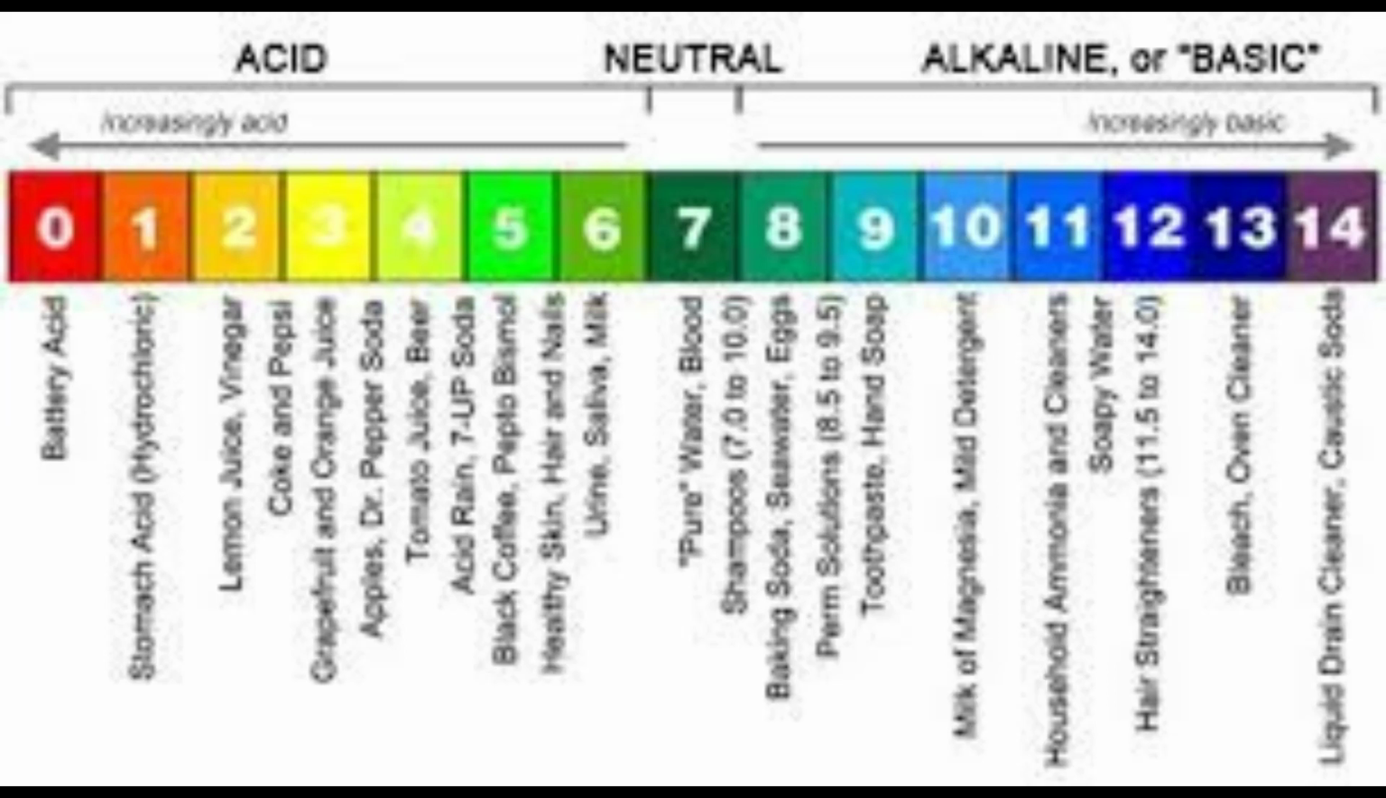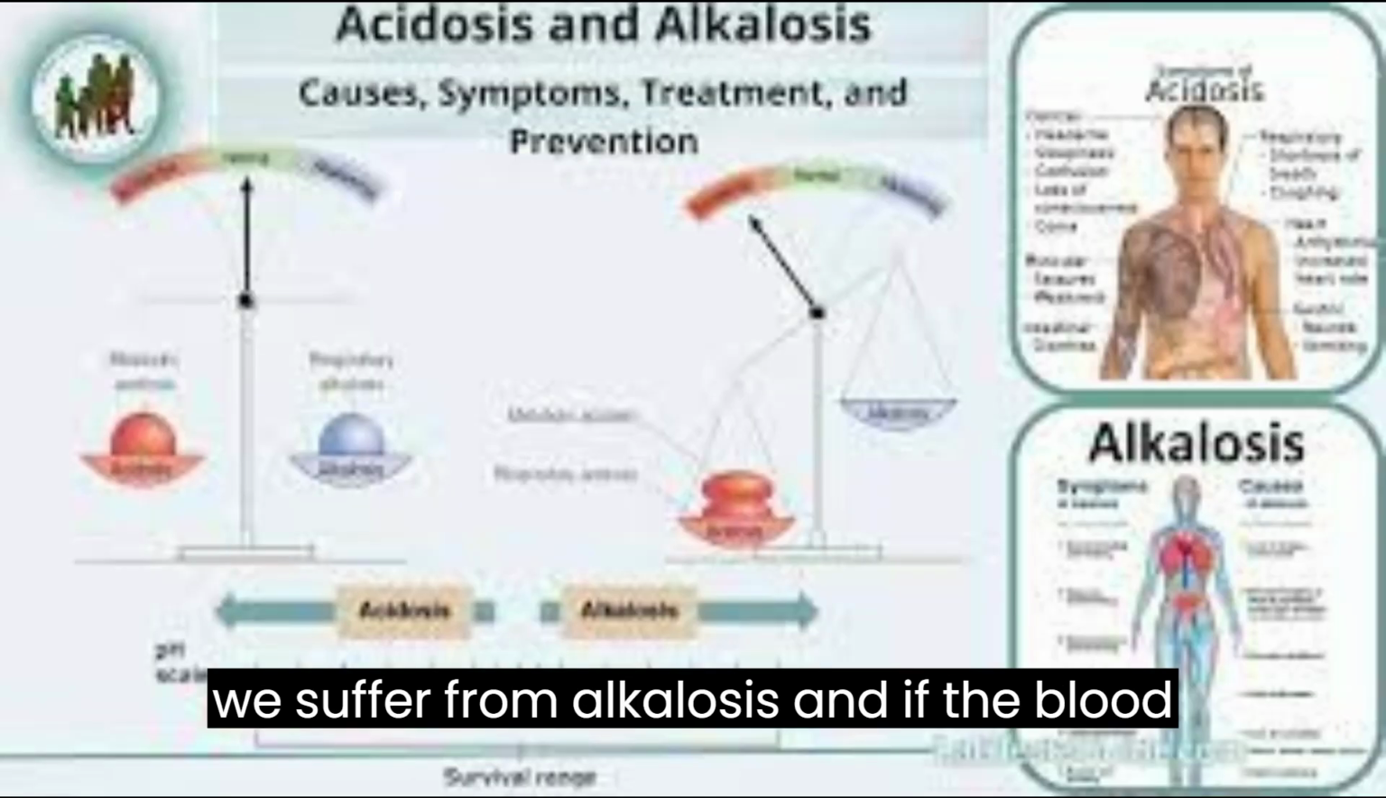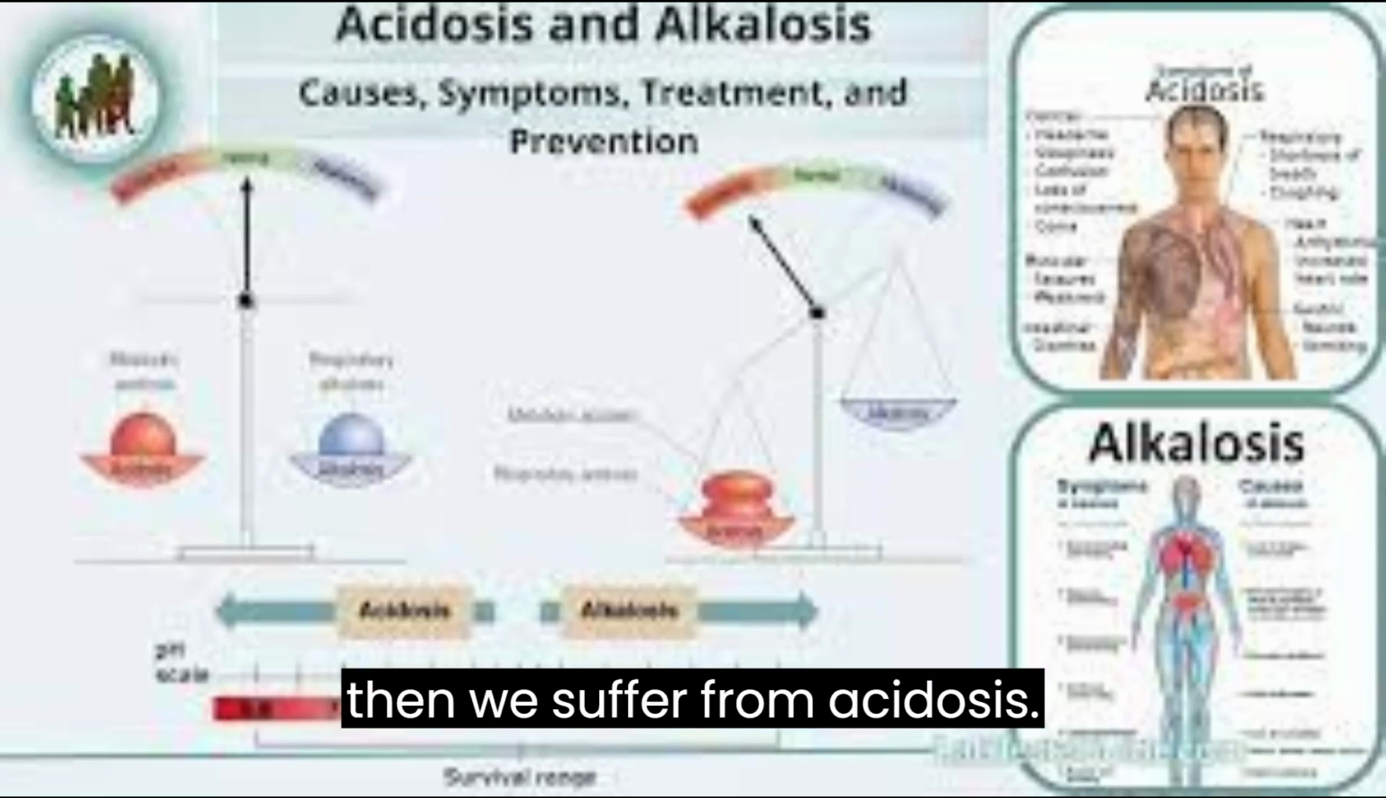and our blood pH is between 7.35 and 7.4 at any given time. If the blood pH goes beyond 7.4, then we suffer from alkalosis, and if the blood pH decreases below 7.35, then we suffer from acidosis.